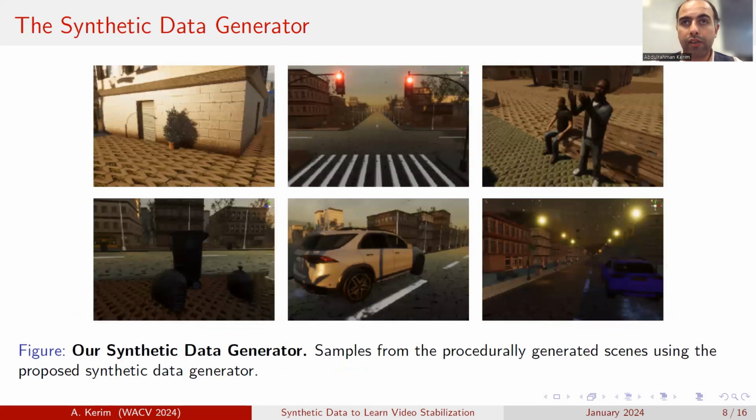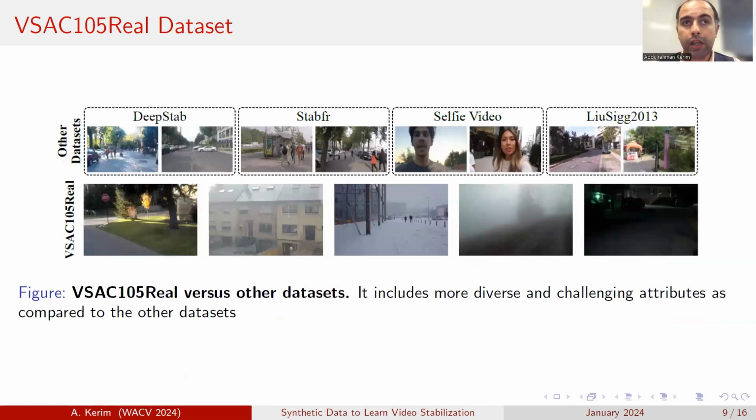These are some samples from the procedurally generated scenes using our proposed synthetic data generator. We can generate photorealistic scenes under various weather conditions and times of the day, with the ability to randomize scene attributes, such as characters, building types, and materials, and many others. Another key contribution of our paper is the VSAC105 Real dataset, which includes more diverse and challenging attributes as compared to other datasets such as DeepStab, StabFR, Selfie Video, and others.